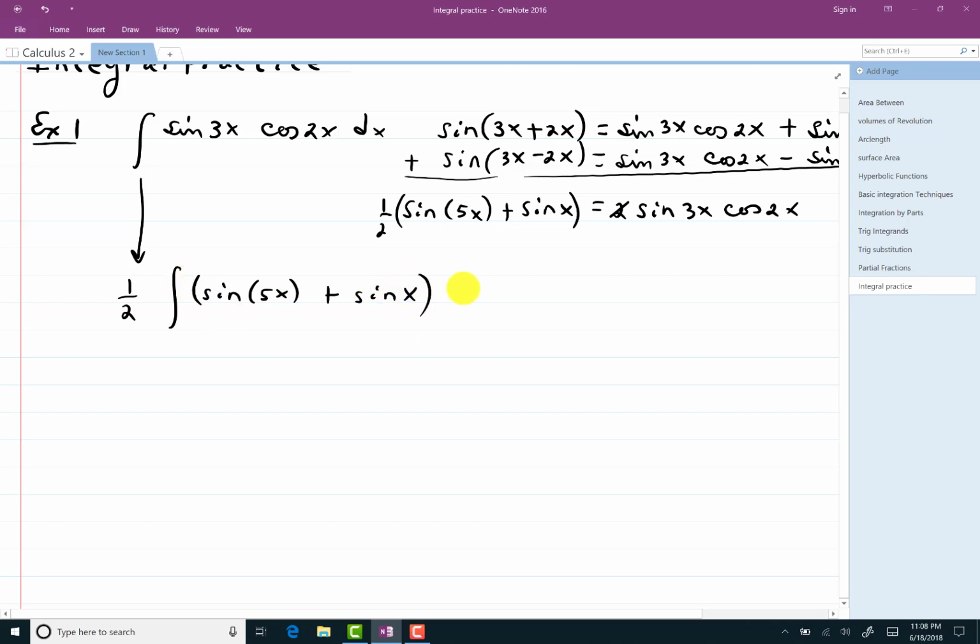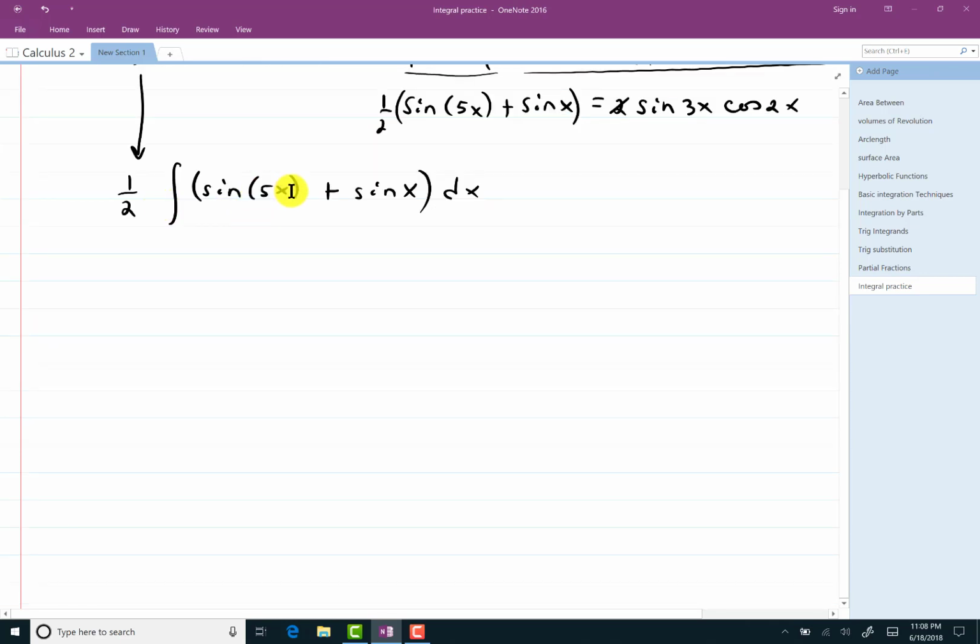Each of these are really easy to integrate. Let u equal 5x, and then du will be 5 dx, but you'll divide by 5 to get 1/5. You'll see. Let me write it here. I'll have 1/2, and this. Remember, the antiderivative of sine is negative cos, so I'll get negative 1/5 cosine of 5x, and then over here I'll just get negative cosine of x, and then put a constant at the end.